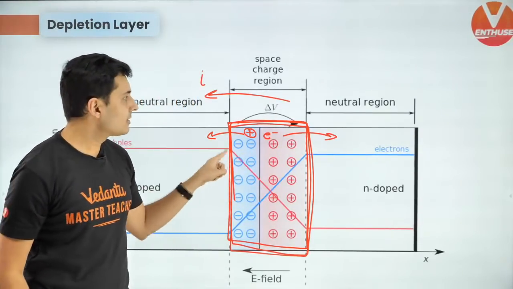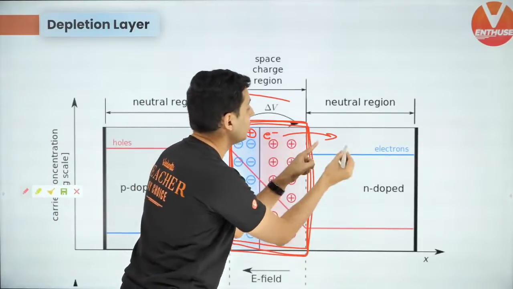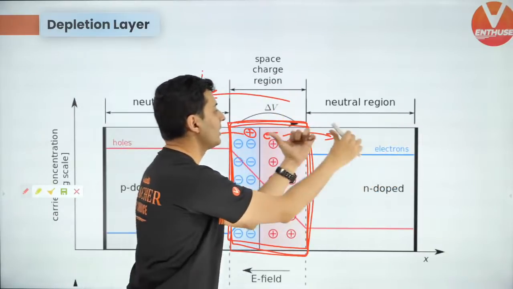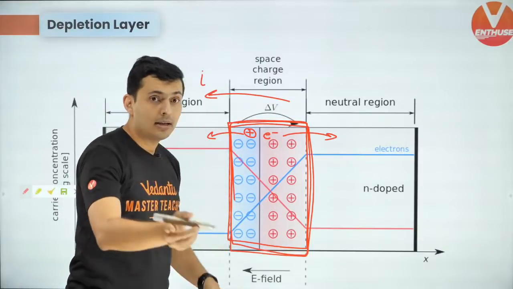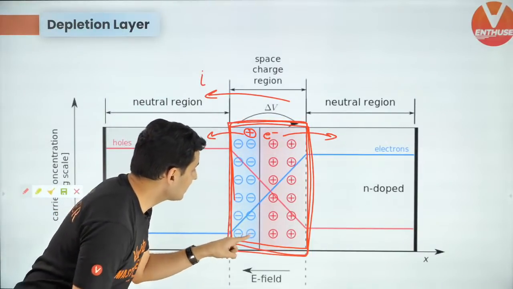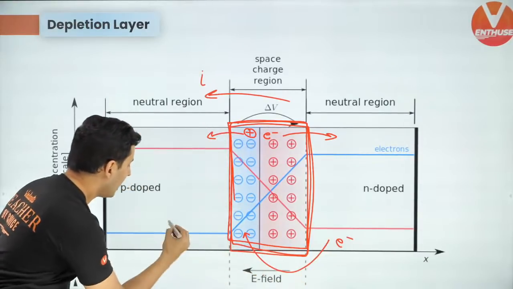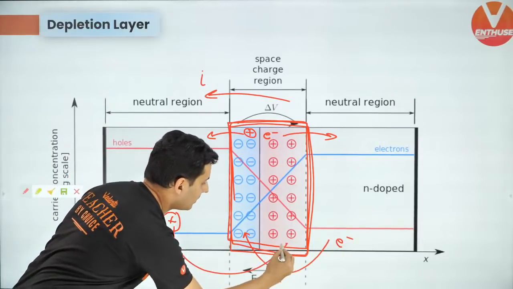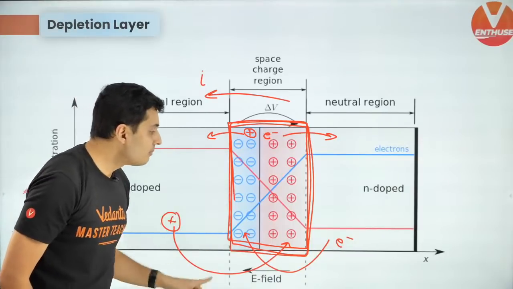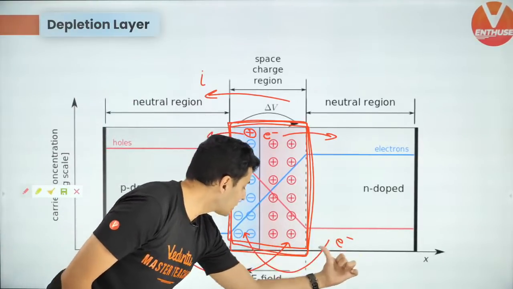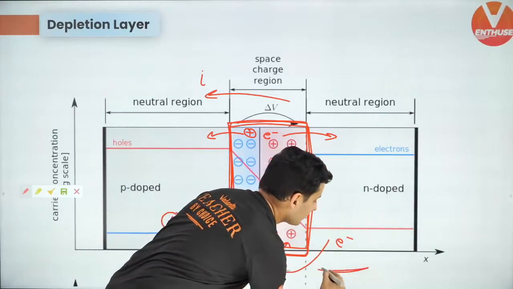Everybody understands this? Yes, very good. So electron going towards the right is the same as positive charge going left side. So you will see a current going this way. And how did these negative charges come? Because electrons came from here and the holes came from here. So electrons going here is the same as positive charges going that way. The current is this way.